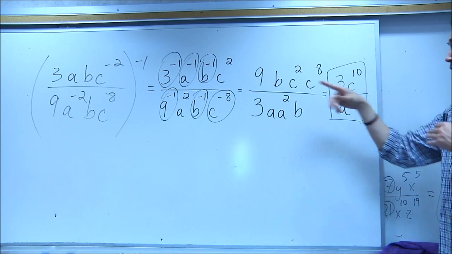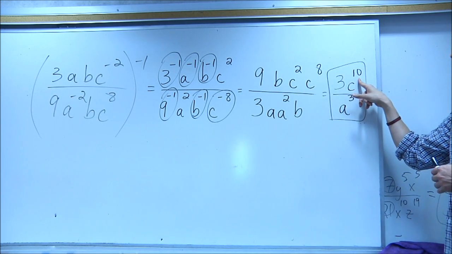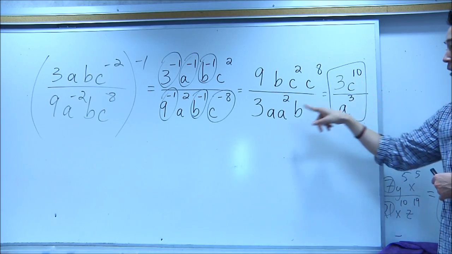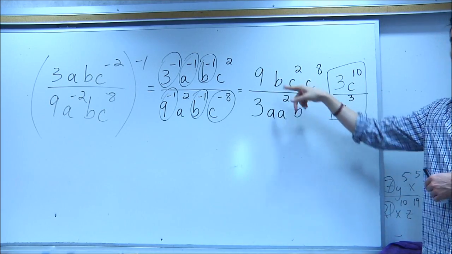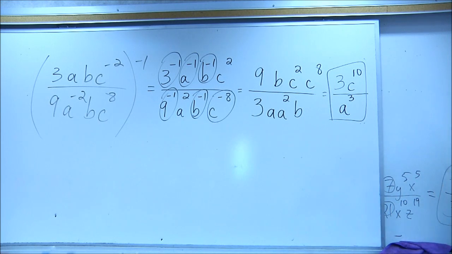If they were on the same line, I add the exponent. C10, C2 is C10. A1, A2 is A3. B on the top and a B on the bottom, those just reduce out, right? B divided by B is just 1. Okay. So you get 3c to the 10th over a to the 3rd.